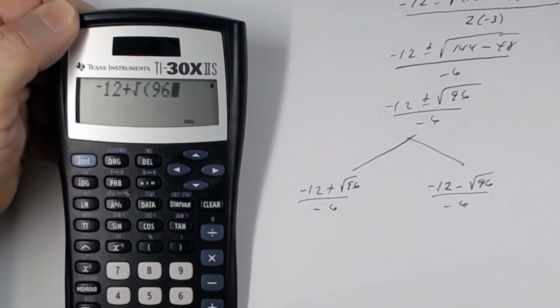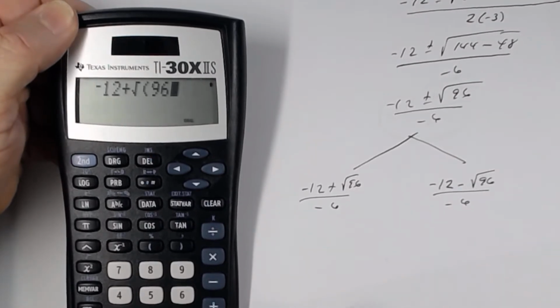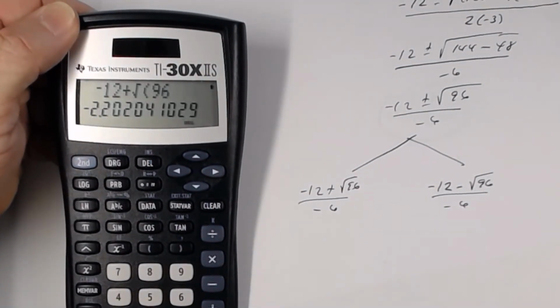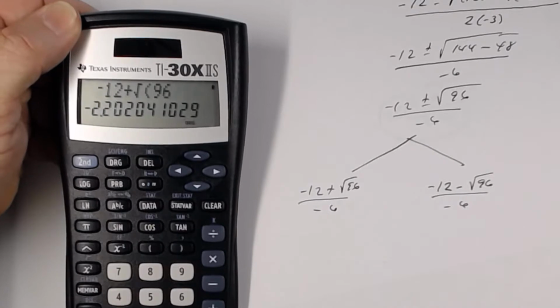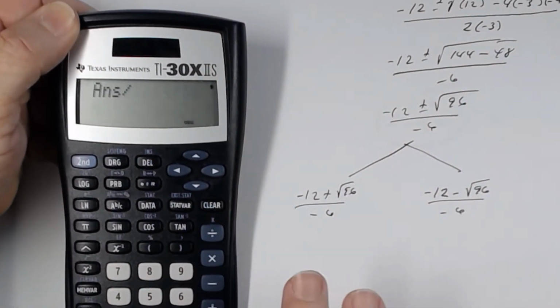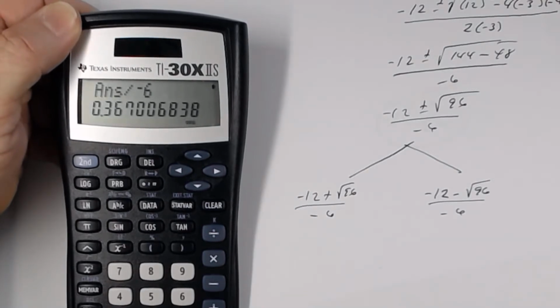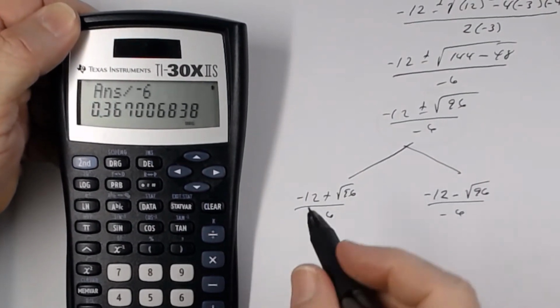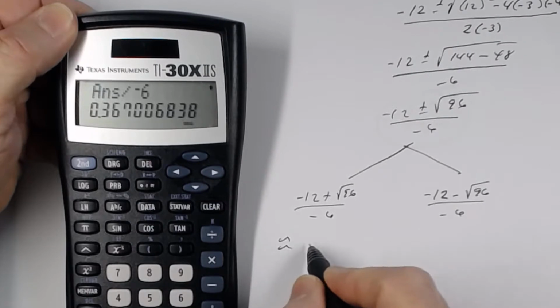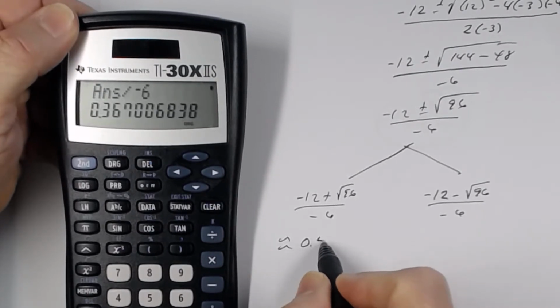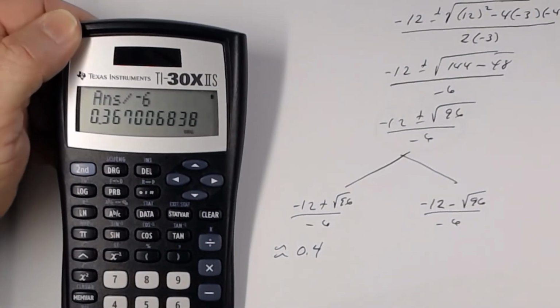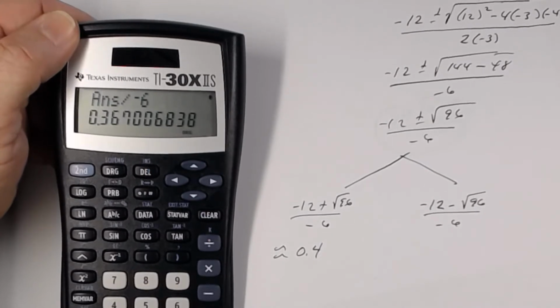96. Now that's the numerator. So press enter, press equal. So that's my numerator. But I've got to divide that by what? Negative 6, and then press equal. Let's approximate to the nearest tenth. What's one of my x-intercepts? 0.4. Okay?